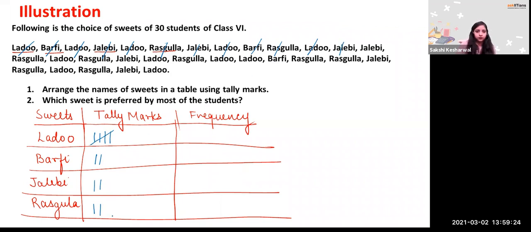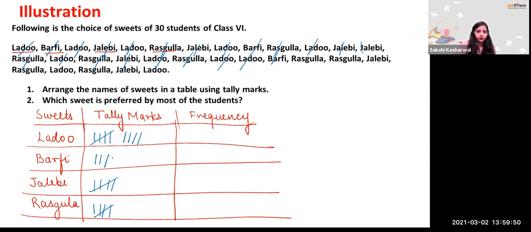You have jalebi. Then again you have a jalebi. Four. Then you have rasgulla. Then you have laddu. You have rasgulla. You have jalebi. Now this is the fifth. Now this is again a laddu, and this is rasgulla. This is the fifth. Then again a laddu, and again a laddu.